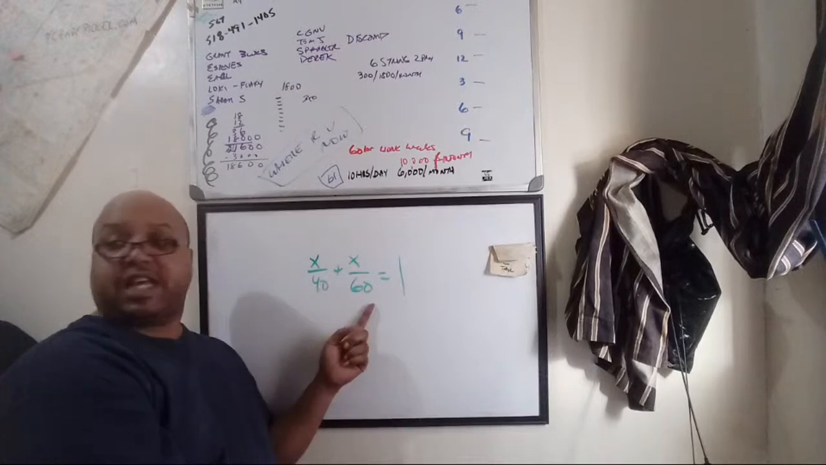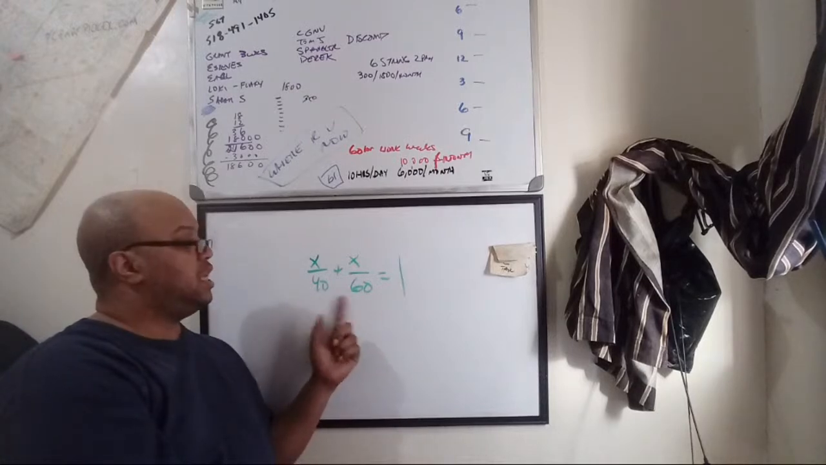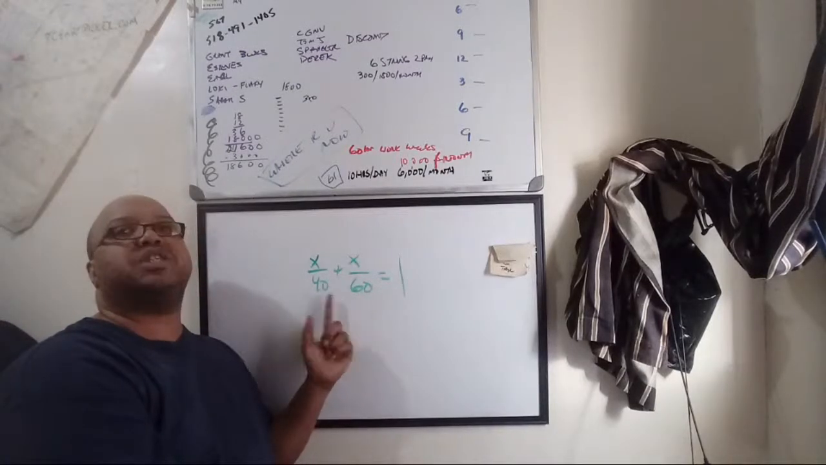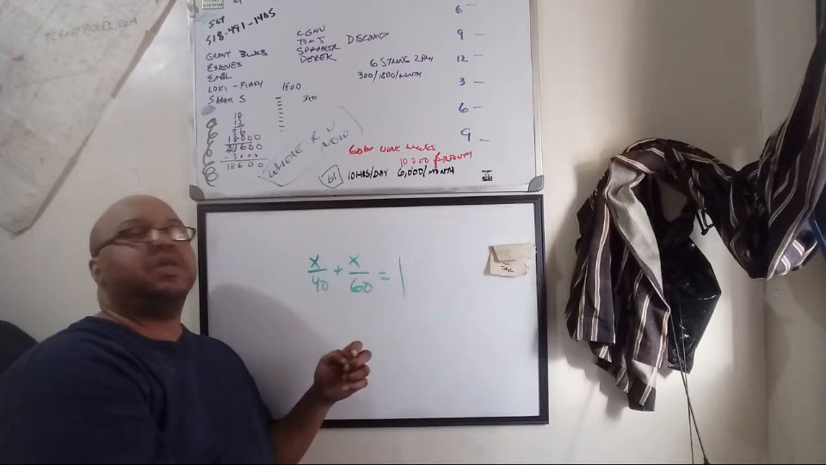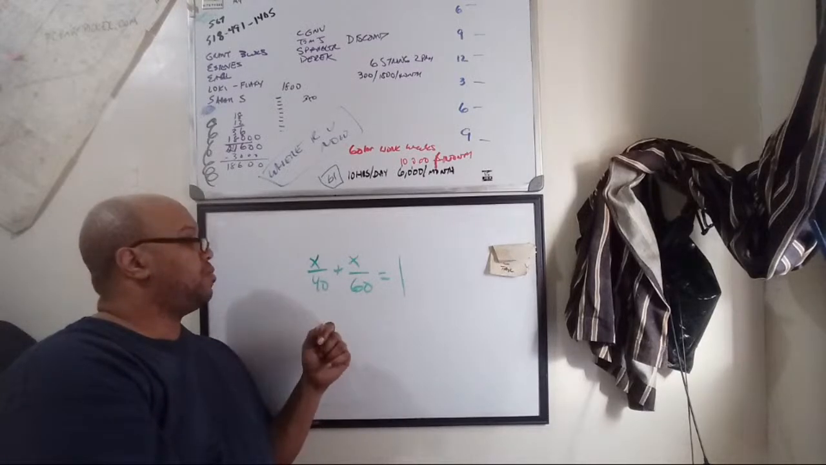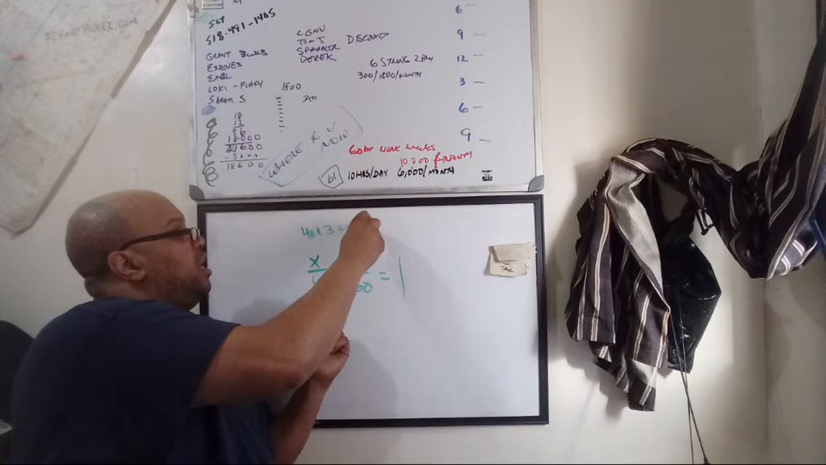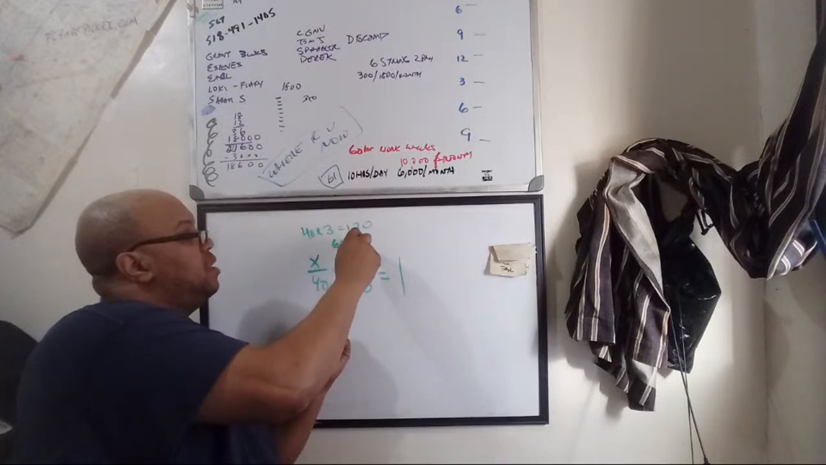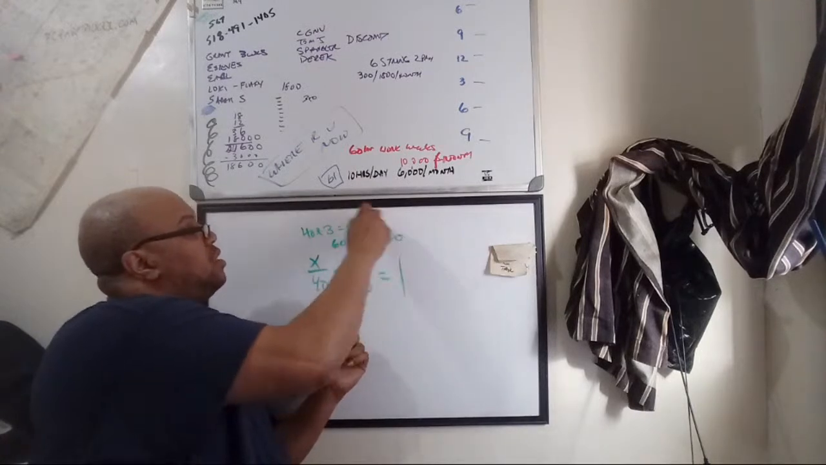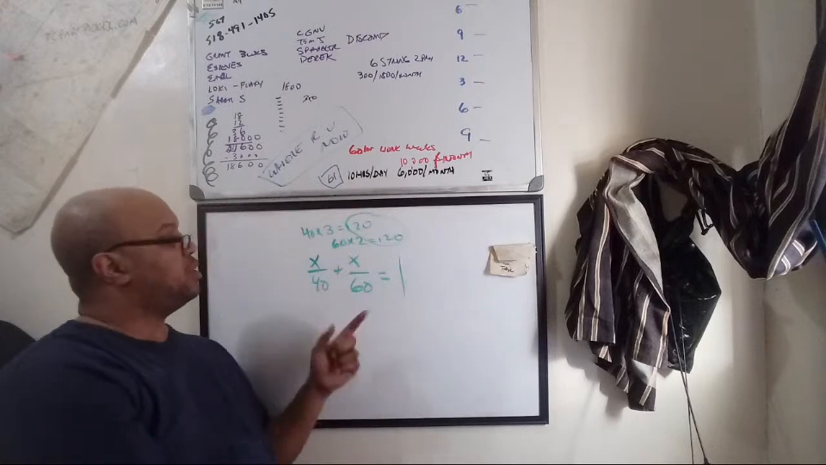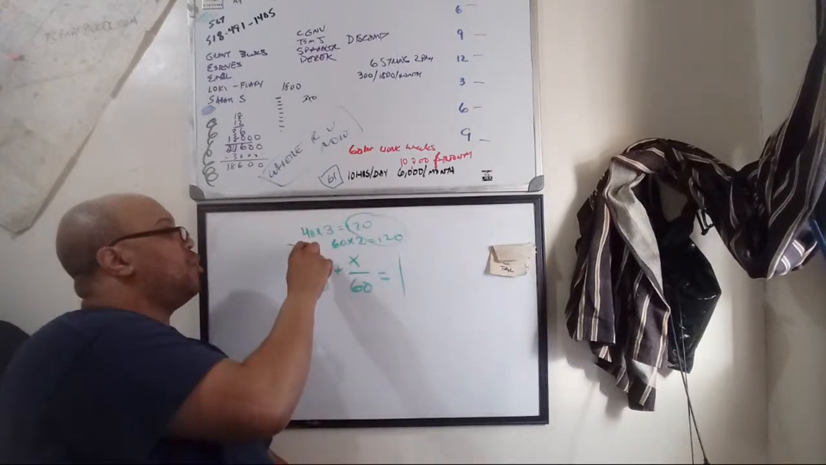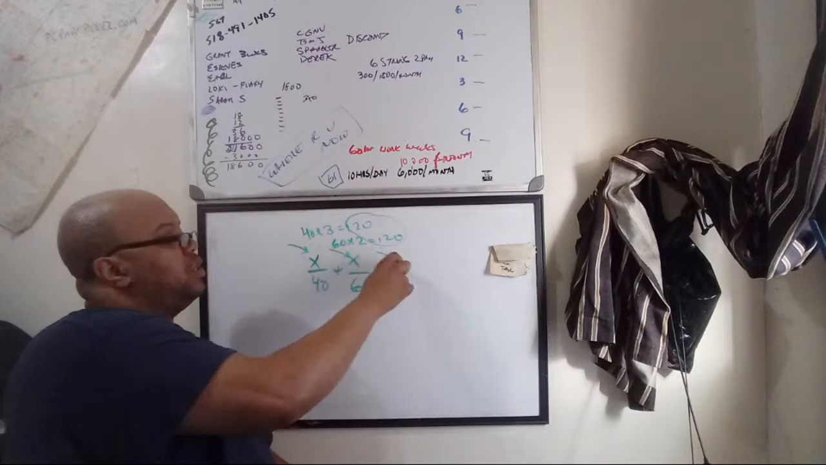Now we need to look at these two numbers and look for the lowest common multiple. All right. So 40 times 3 is 120, and 60 times 2 equals 120. So the lowest common multiple between these two numbers is 120. Now, as a result, each term needs to be multiplied by 120, each term.